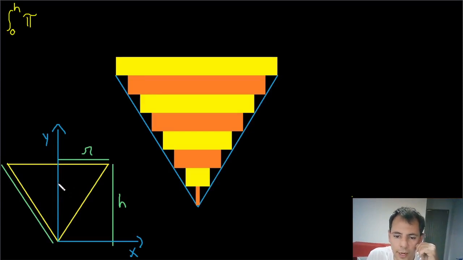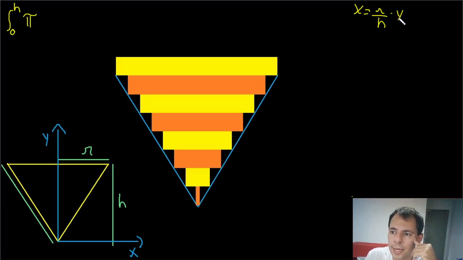So how do you find the value of x for this y? We can say that x equals r divided by h times y. If you just plug in a couple of values into this y, you're going to see that it's true.